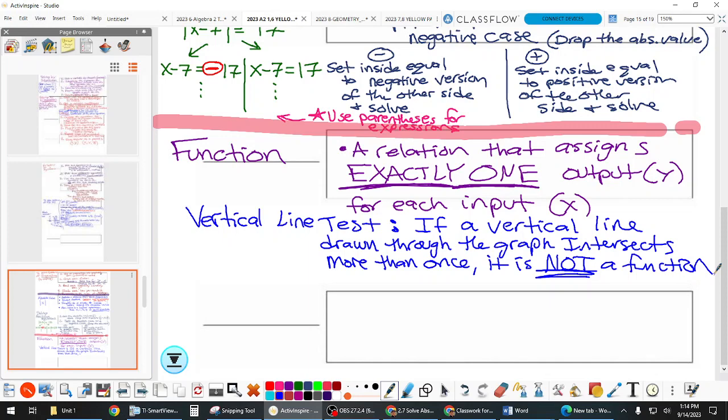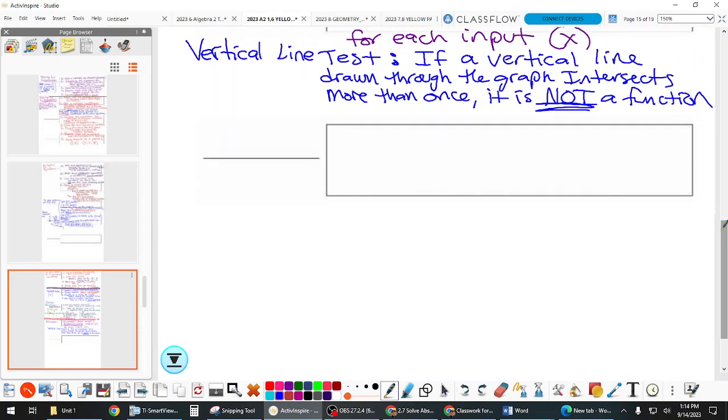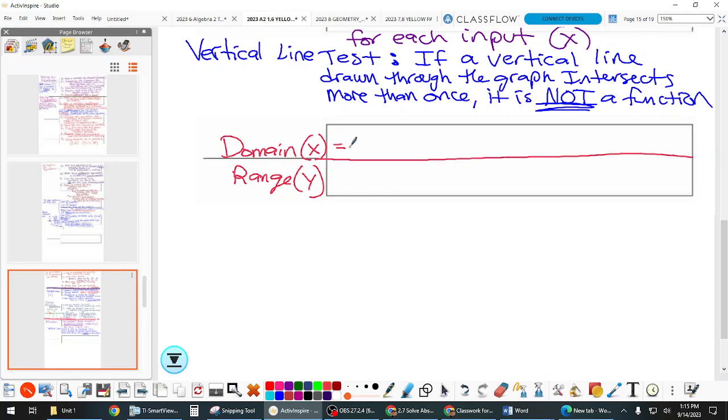Okay, we also read about domain and range, so let's go ahead and write about those while we're here. Domain and range. Next to domain, write x. Next to range, write y. So you have a quick reference there if you need it. And so the domain is all allowable or used x values.